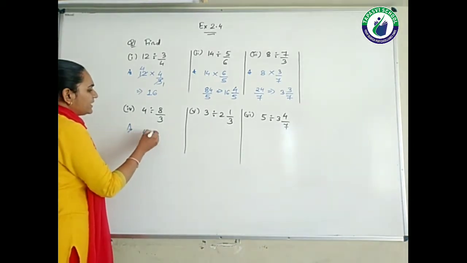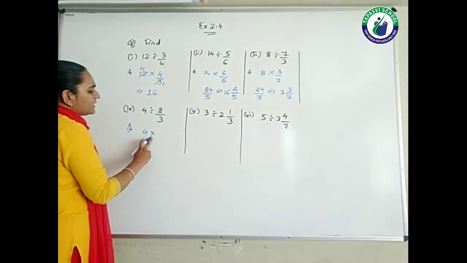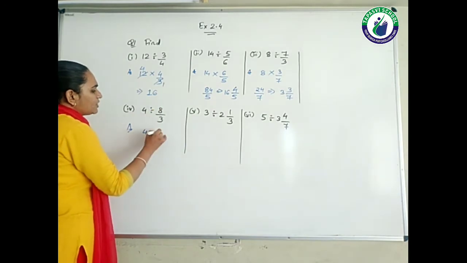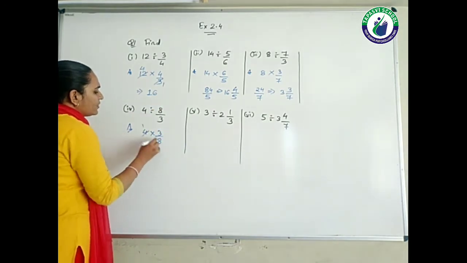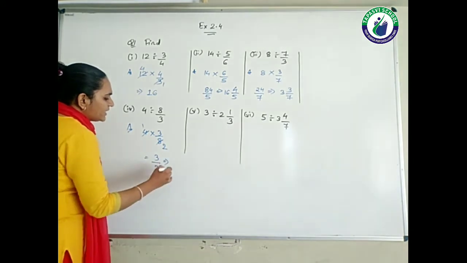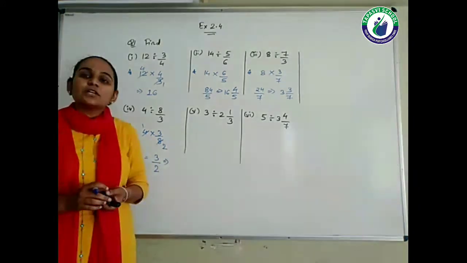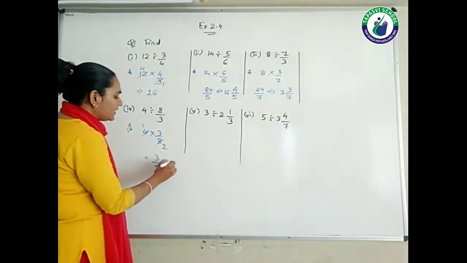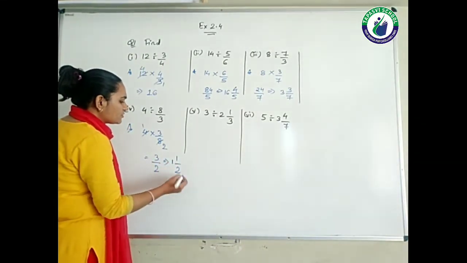Next, fourth question, students. 4 divided by 8 upon 3. So convert the division sign into multiplication sign and take the reciprocal. So 3 by 8. 4 ones are 4, 4 twos are 8. So the answer is 3 by 2. It is an improper fraction, so again you can convert it into a mixed fraction. So 1 integer 1 upon 2.